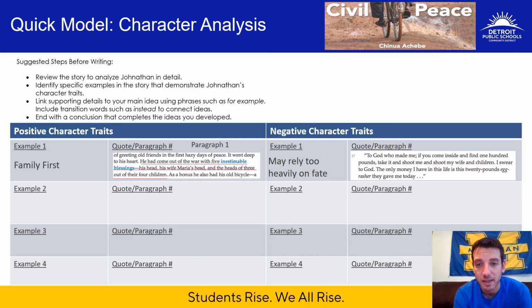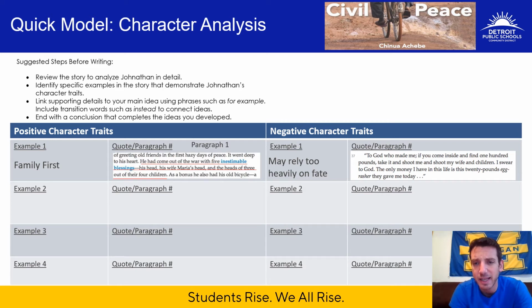It says, "To God who made me, if you come inside and find 100 pounds, take it and shoot me and shoot my wife and children. I swear to God, the only money I have in this life is the 20 pounds egg rasher they gave me today." So this is when the people are coming into his house, and they're trying to steal the money that they knew he just got from the Treasury Department, the egg rasher.